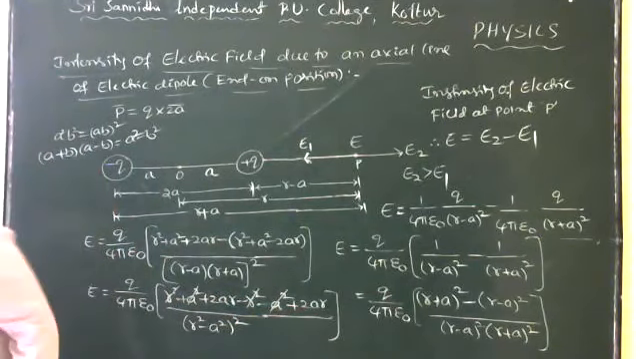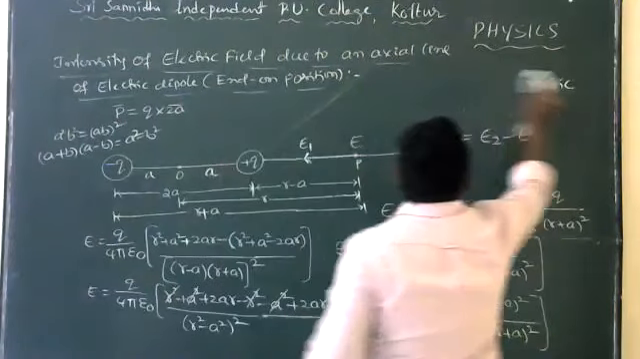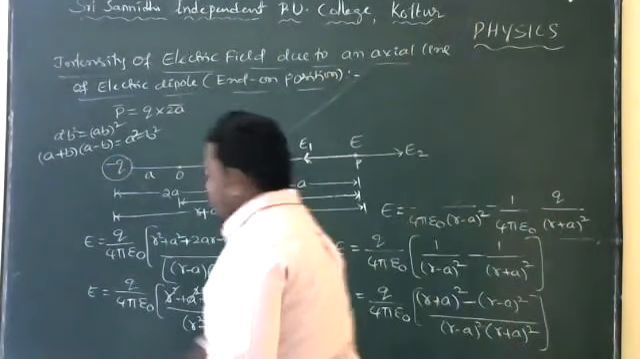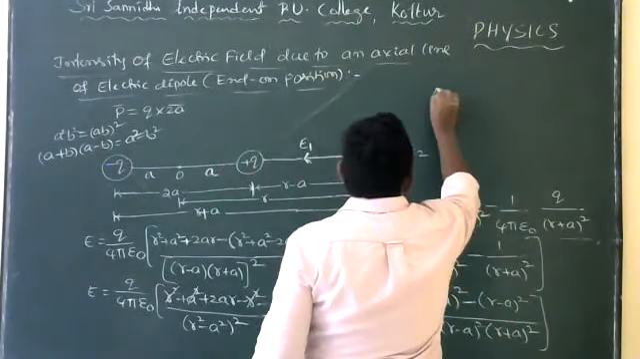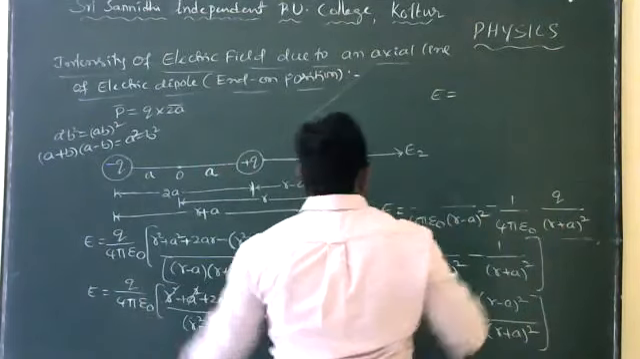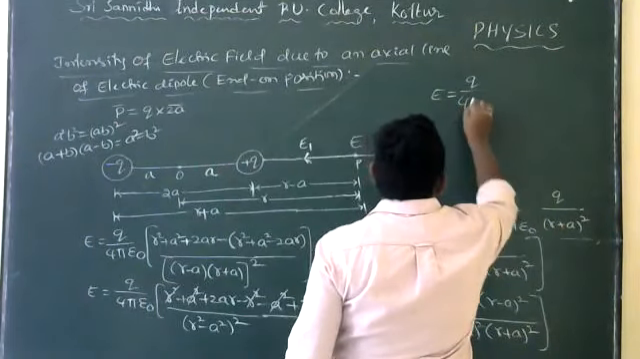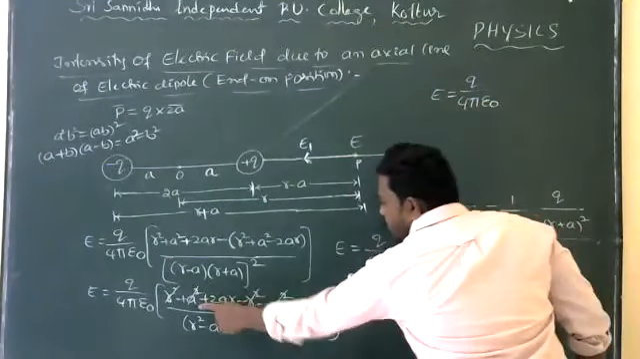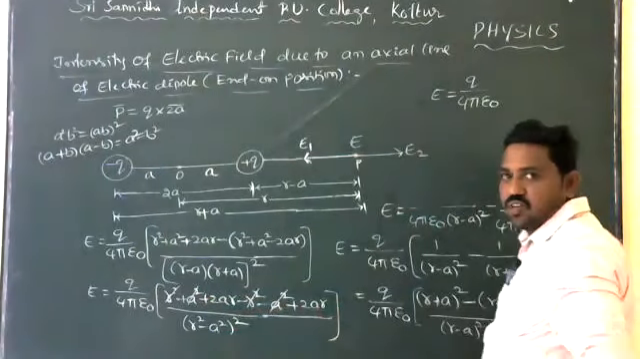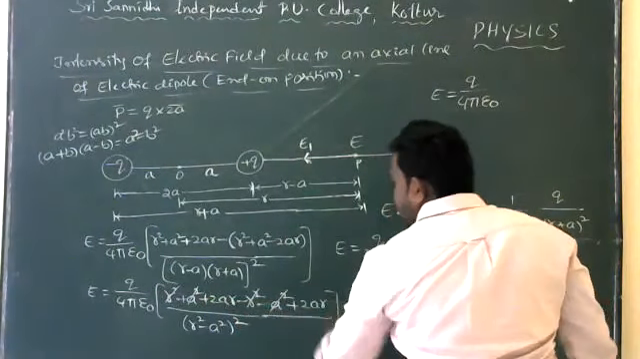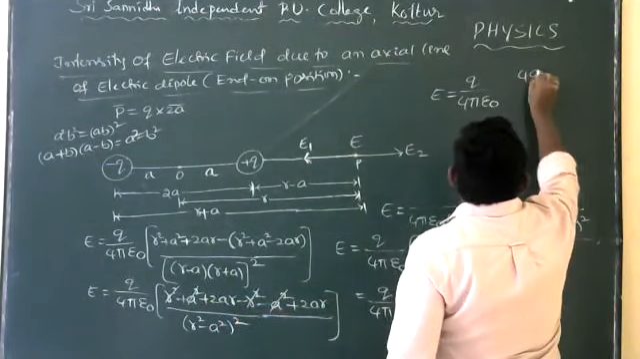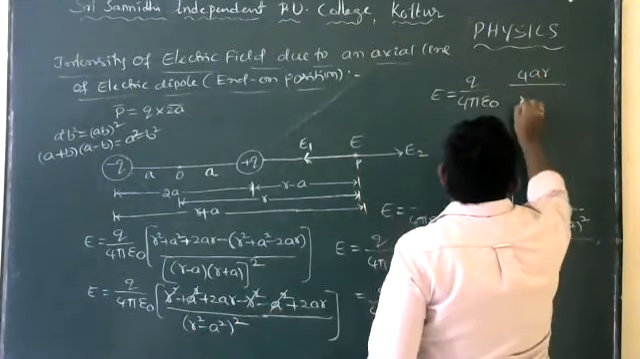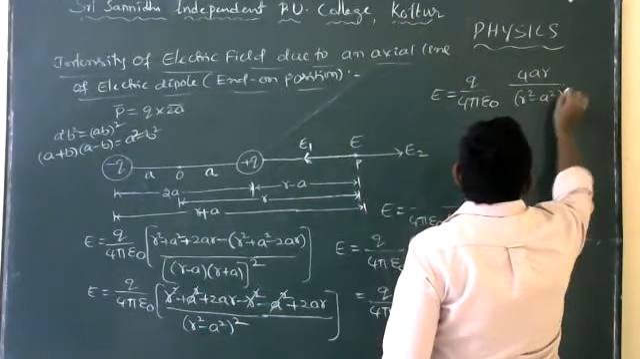So therefore E is equal to Q by 4 pi epsilon naught, given first, times the remaining value. R² and A² cancel, and the remaining value is 2AR + 2AR, equal to 4AR, upon the denominator (R² − A²) whole squared.